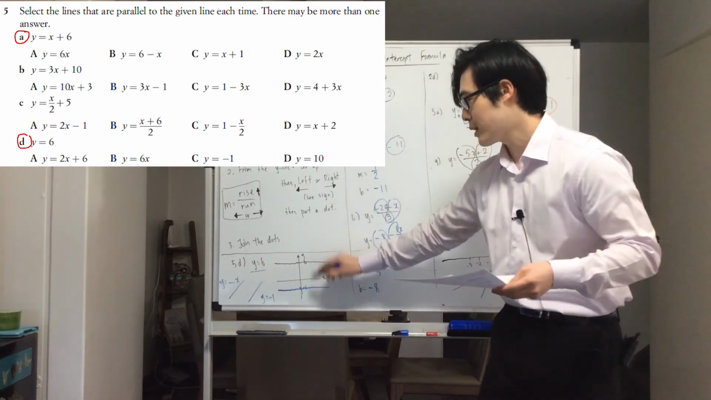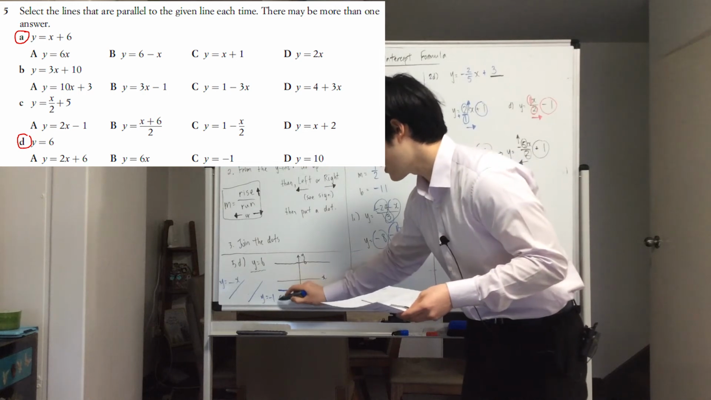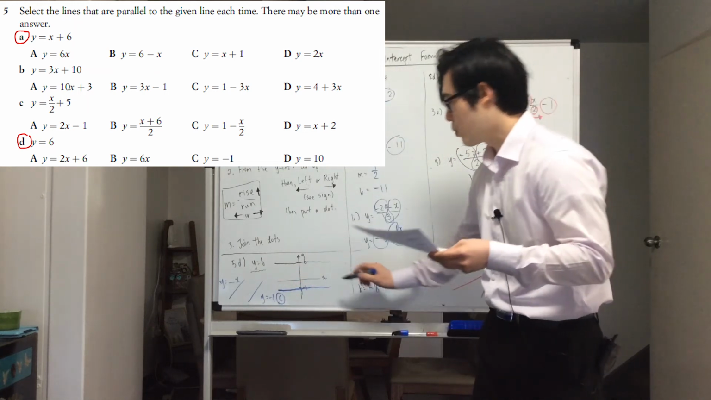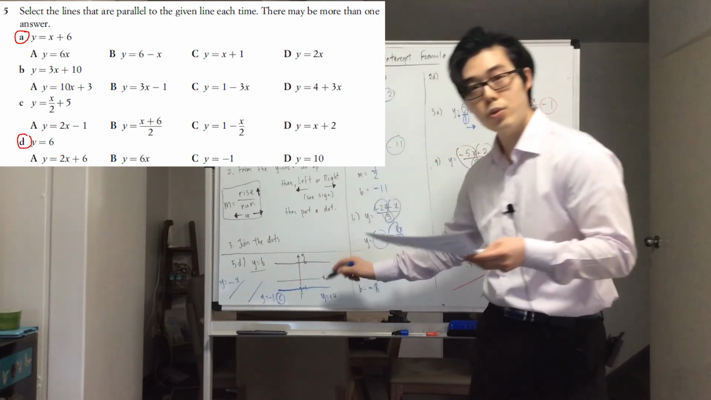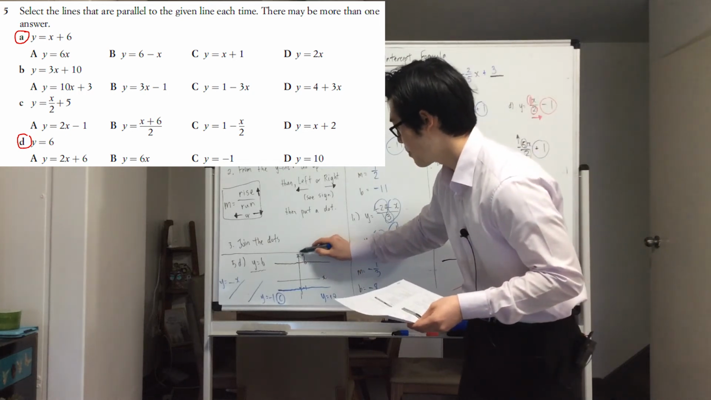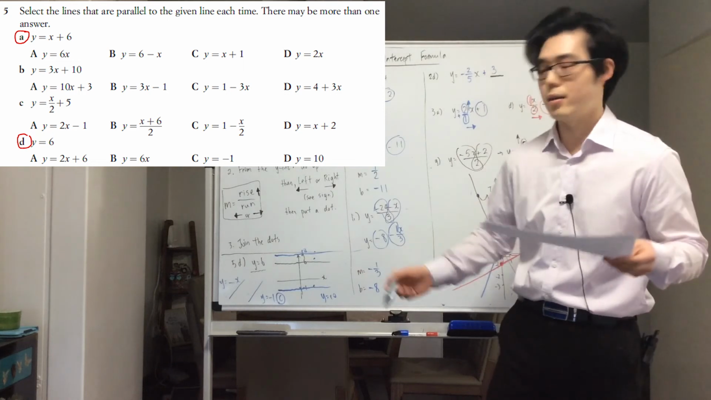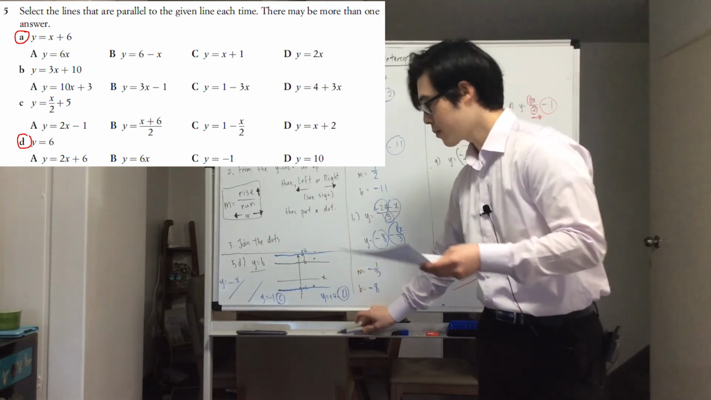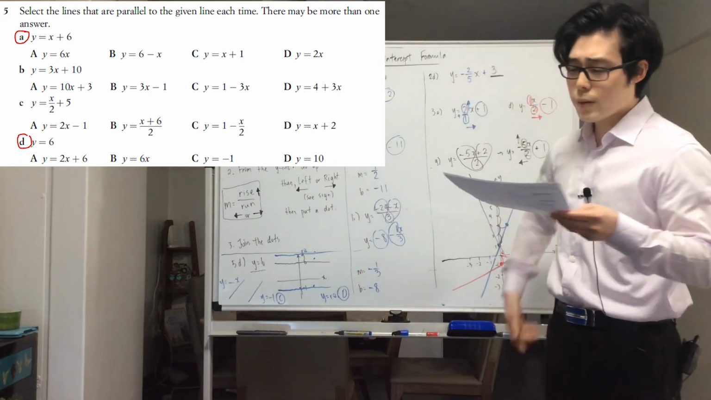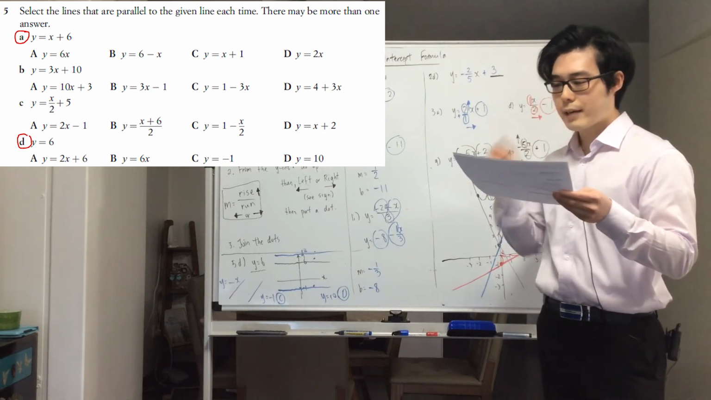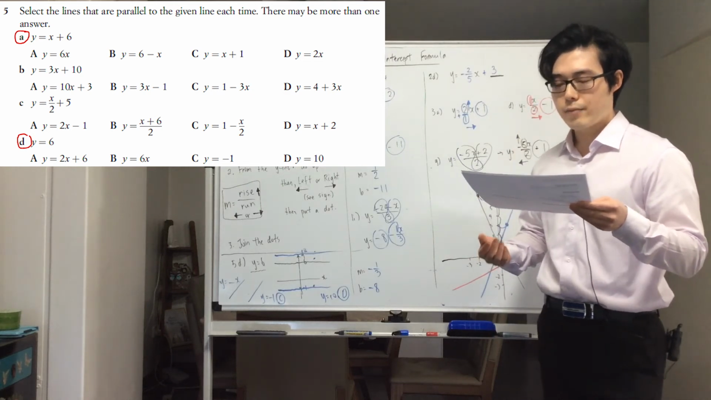So this is one of them that's parallel. So C is parallel. How about the next one, y equals 10? That's also parallel because if it's y equals 10, that means it has to go through 10, and it'll also be a horizontal line. So all these three are parallel to each other. So the answer is D. Okay. With the rest of question 5, you just have to look at the number in front of x.